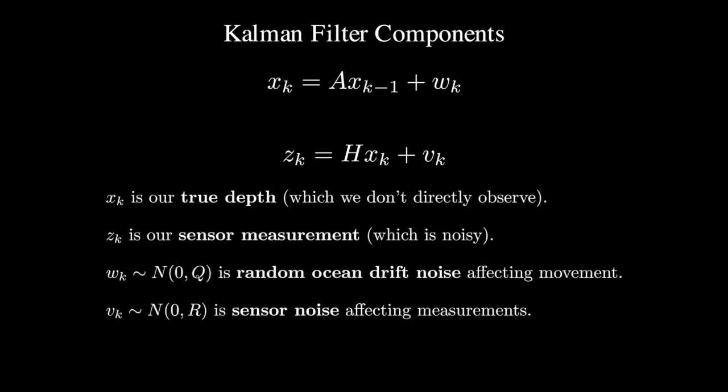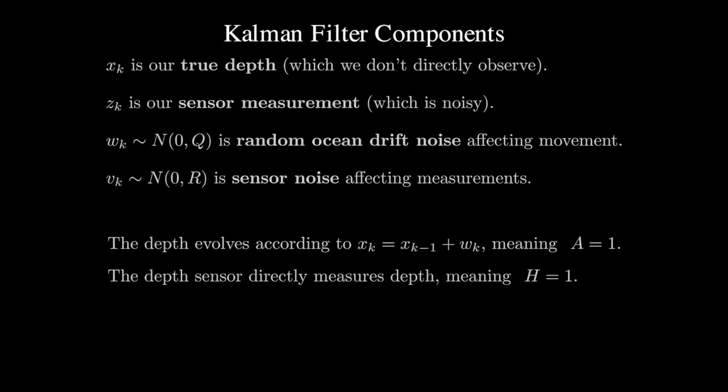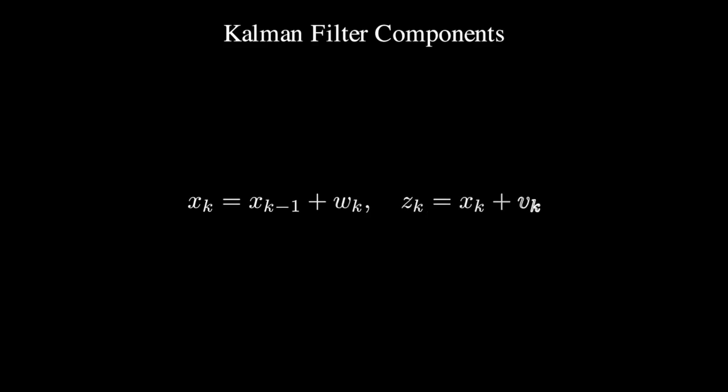z_k is our sensor measurement, which comes with noise. w_k can be approximated with a normal distribution of mean 0 and standard deviation q, and it represents the random ocean drift noise affecting our movement. v_k is also approximated with a normal distribution, but this time with standard deviation r, and it's our sensor noise affecting measurements. All of this gives us the simplified model here. x_k is equal to x_{k-1} plus w_k, and z_k equals x_k plus v_k. Now I'm going to show 5 time steps of the Kalman filter.